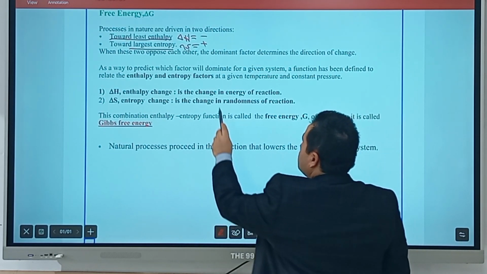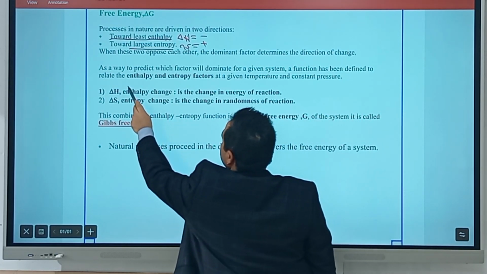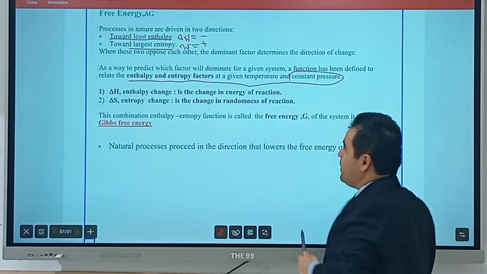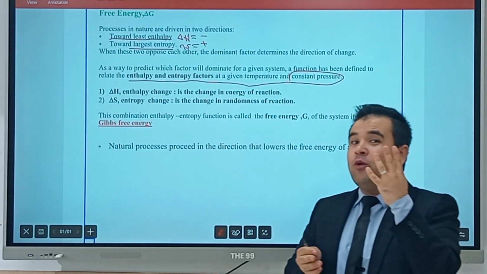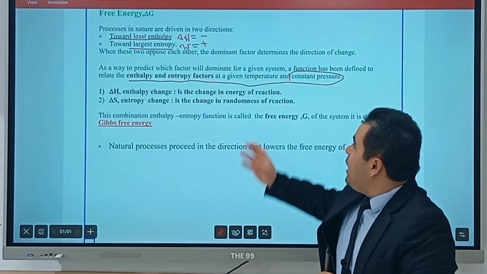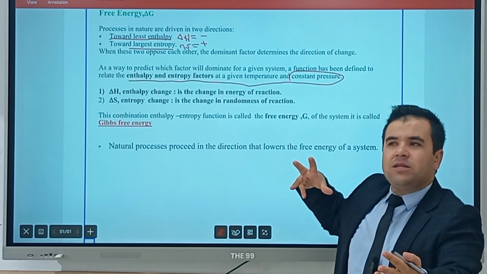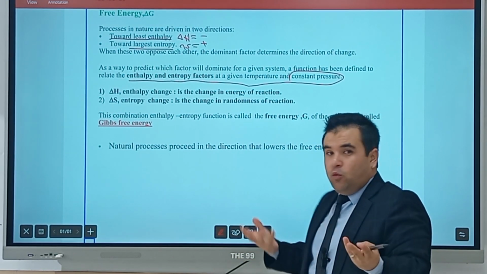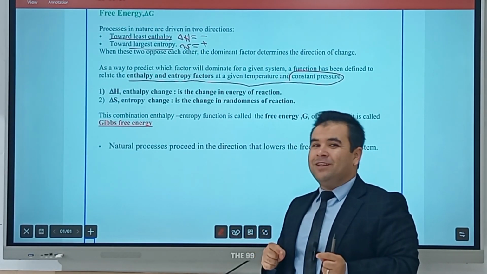As a way to predict which factor will dominate for a given system, a function has been defined to relate the enthalpy and entropy factors at a given temperature and constant pressure. Guys, we may have different signs of enthalpy and entropies. We have 4 cases. We'll be talking about it in detail. What if the sign of the entropy is negative and enthalpy is negative? Or enthalpy is positive and entropy is positive? Enthalpy is positive, entropy is negative. What if? So another factor must be taken into consideration to predict the spontaneity.